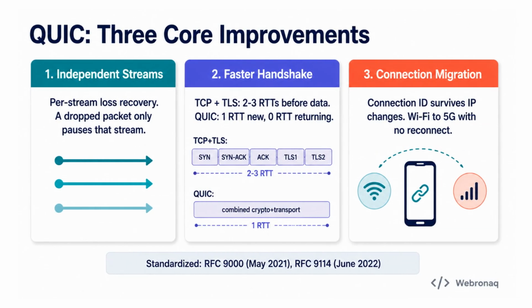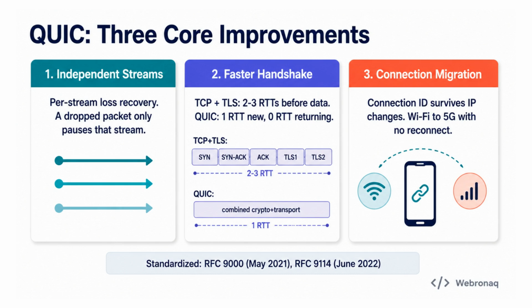Now look at this. QUIC solves the head-of-line problem with 3 key upgrades. First, independent streams. Each request gets its own QUIC stream, and loss on one stream only pauses that stream. The rest keep flowing. Second, a faster handshake. TCP plus TLS takes 2 to 3 round trips before your browser can send real data. QUIC combines the transport and cryptographic handshake into one step. 1 round trip for new connections, and 0 round trips for returning users who already have session keys. On a mobile connection with 150 milliseconds of latency, that saves 150 to 300 milliseconds instantly.